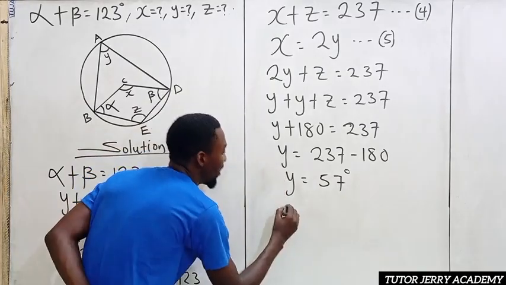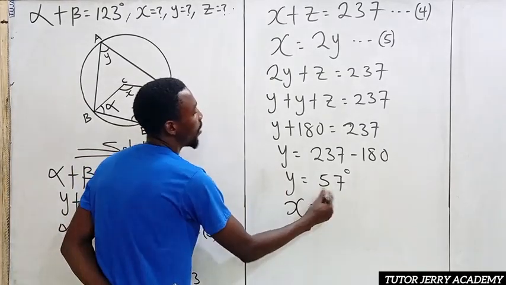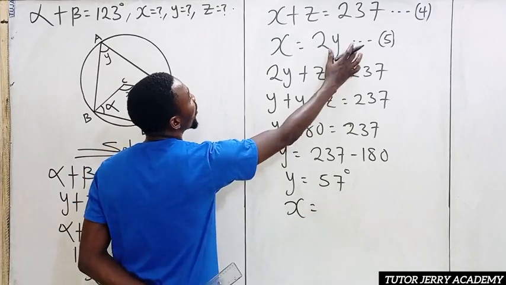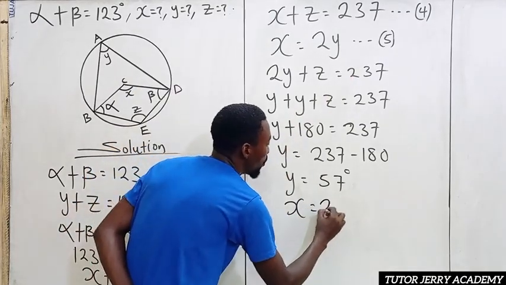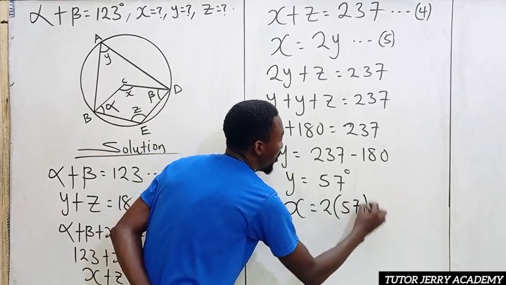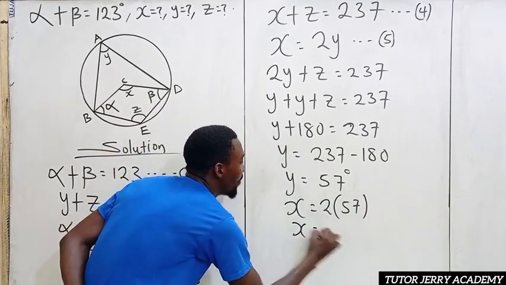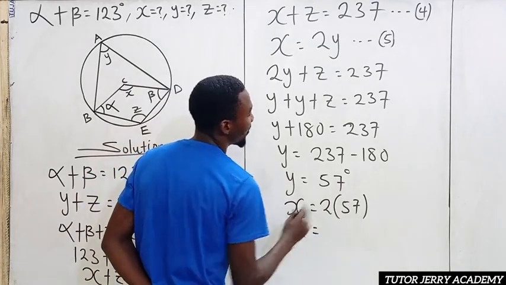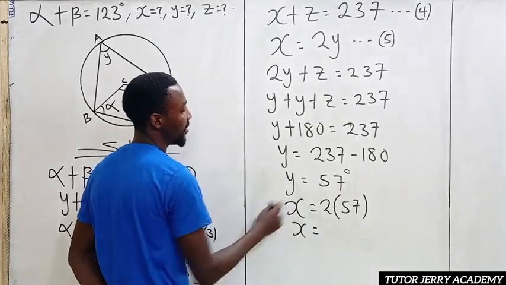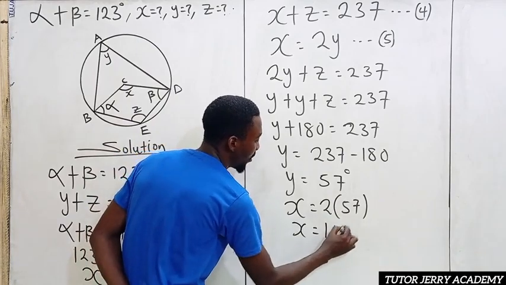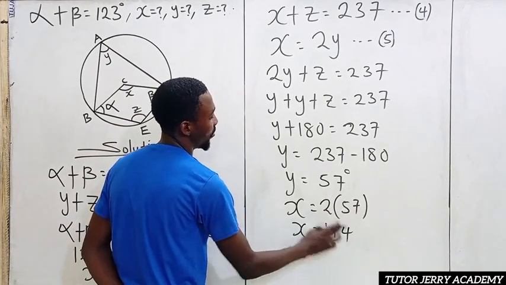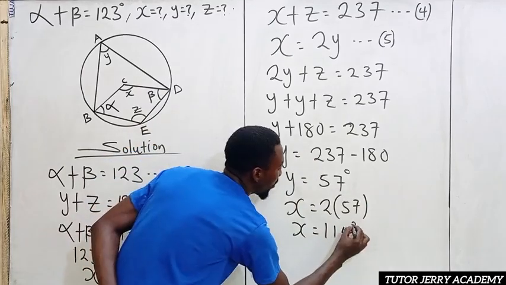So the value of our s will be equal to, we are going to substitute 57 into equation number 5. We are going to have 2 times 57. All right. So s will be equal to 2 times this. That is 114, right? Because 2 times 7 is 14. 10 plus 1, that is 104.